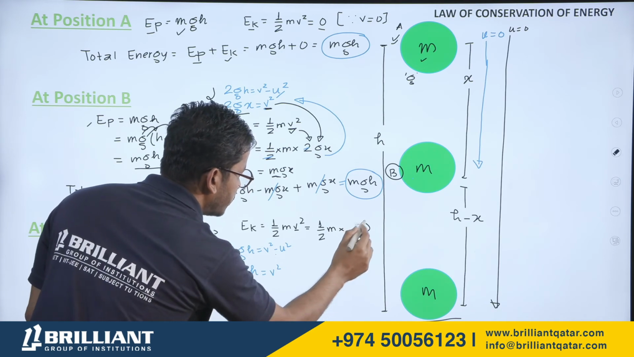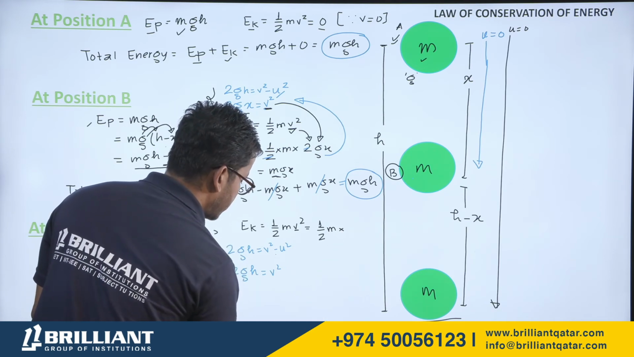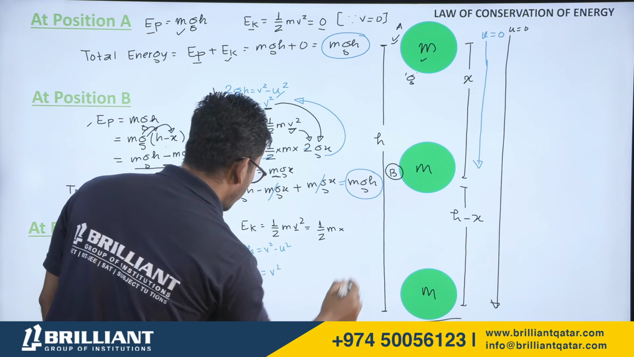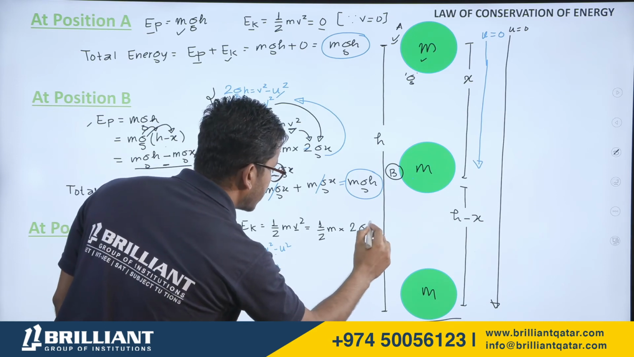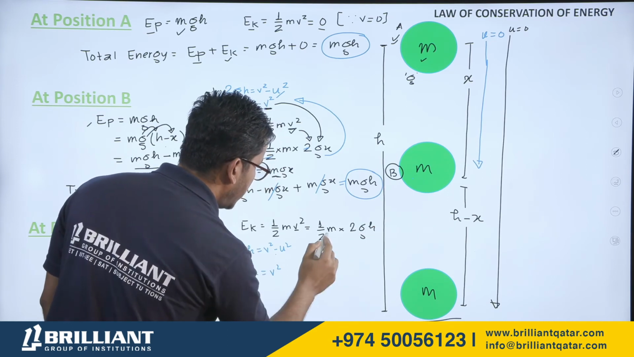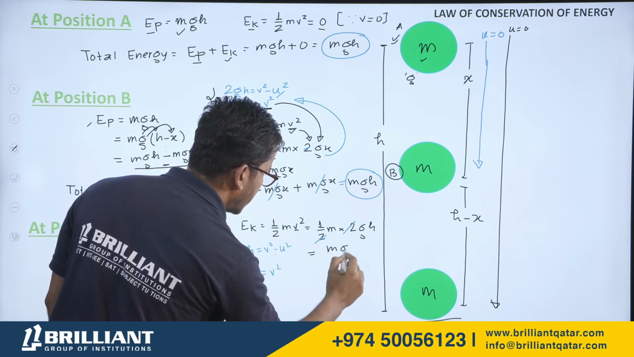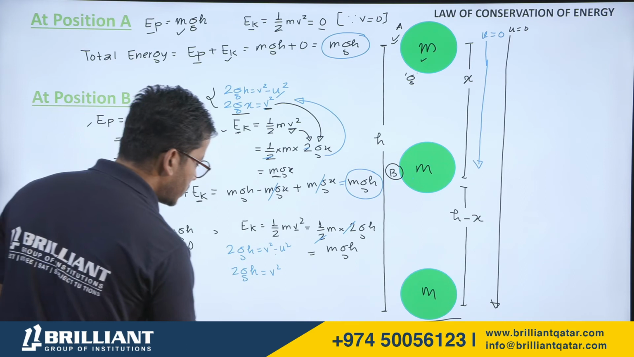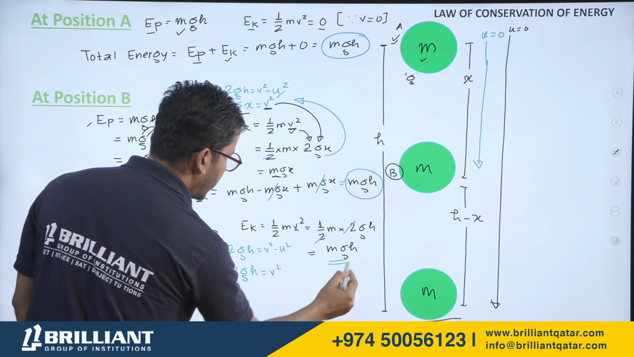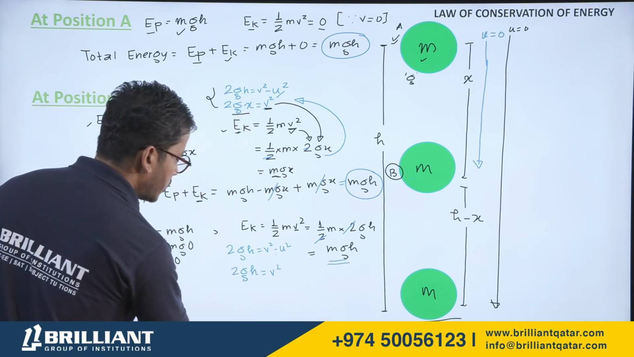Okay. So I'll do it for you. So you get 2gh. So clearly 2 and 2 is getting cancelled. Now what happens? That will be equals to mgh. Correct? So in this point, this is your kinetic energy.